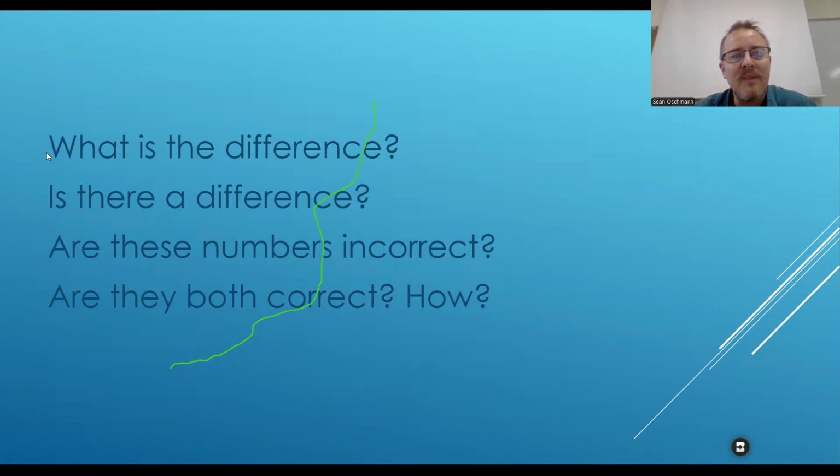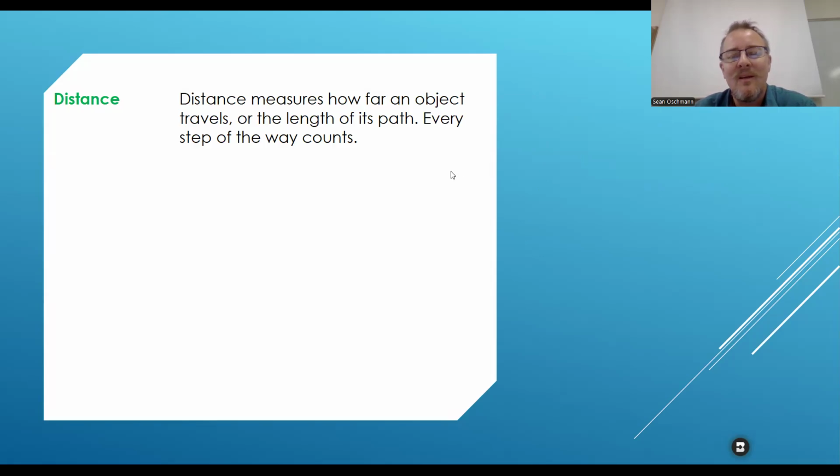So what do we call the difference in that? And of course, it's physics, so there are two names for it. We call the way that you go, like with your car, the distance. So a distance measures how far an object travels, and it takes the entire length of its path. So every step of the way counts.